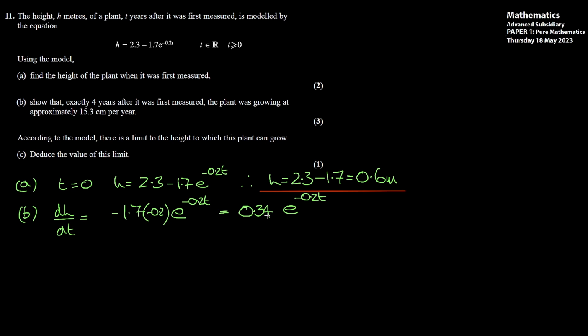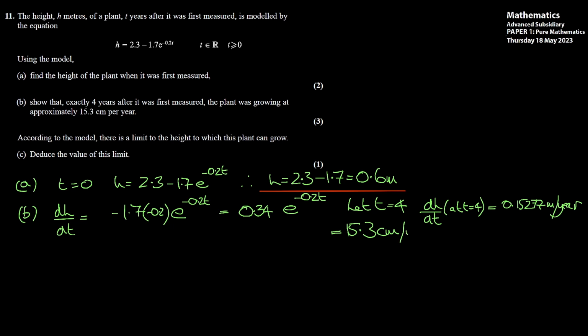And that's a perfectly good point to now substitute t is equal to 4. And if you pop that into a calculator, you get that dh/dt at t is equal to 4 is equal to 0.15277. That's meters per year. And if we multiply by 100 to get this to centimetres per year, we get indeed the answer that they wanted, which is 15.3 centimetres per year. And that is to three significant figures.